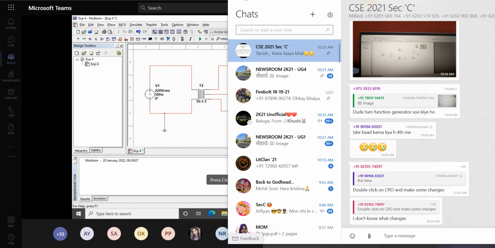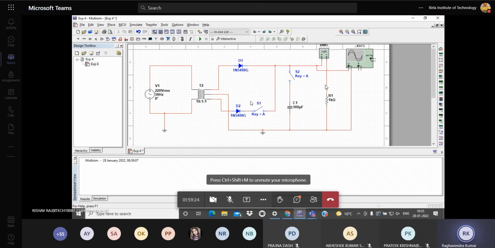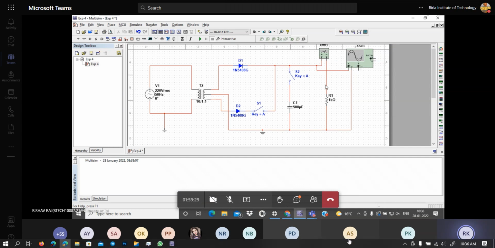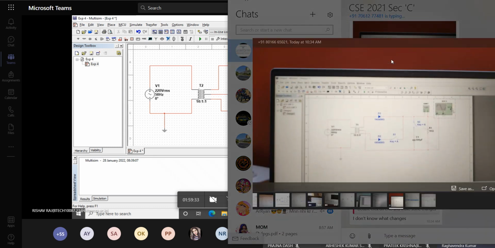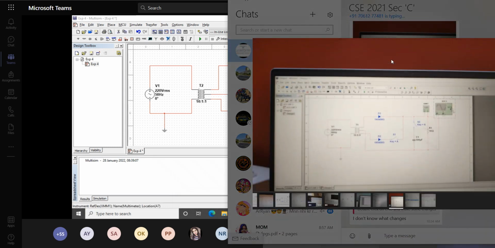Yes, you may use the multimeter in series, but the range of the multimeter should be in ammeter range, okay? Because in voltmeter range, the internal resistance of the meter will be very high. So change it to ammeter range. Double click on the multimeter and change to ammeter range. Yes, sir. Okay, now it will work. Now the waveform will be shown on your oscilloscope.